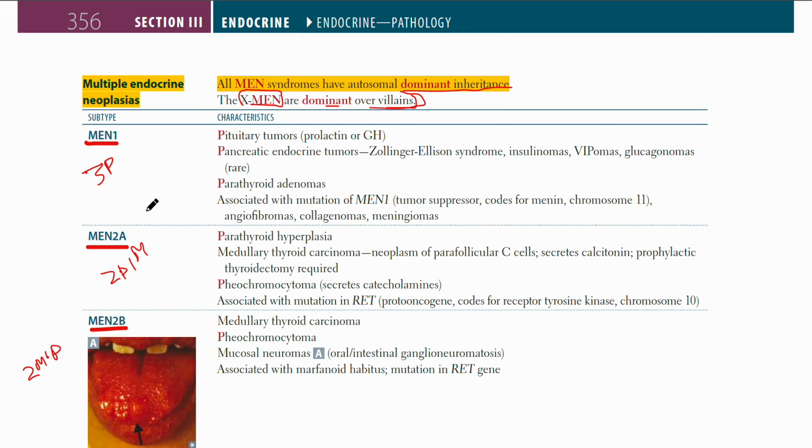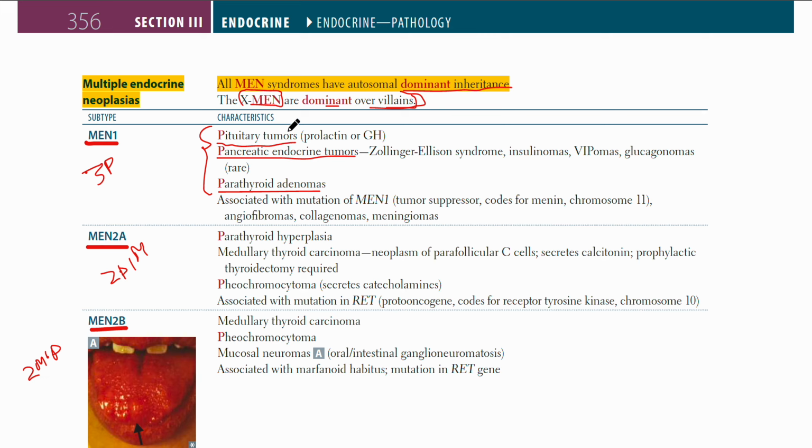In MEN1, that is multiple endocrine neoplasia type 1, there are 3Ps. One P is pituitary tumors, another is pancreatic endocrine tumors, and another is parathyroid adenomas. You have to remember these 3Ps. Among pituitary tumors, prolactinomas are the most common, and the incidence of the tumor is 10 times higher in males, that is, the male to female ratio of pituitary tumors is 10:1.